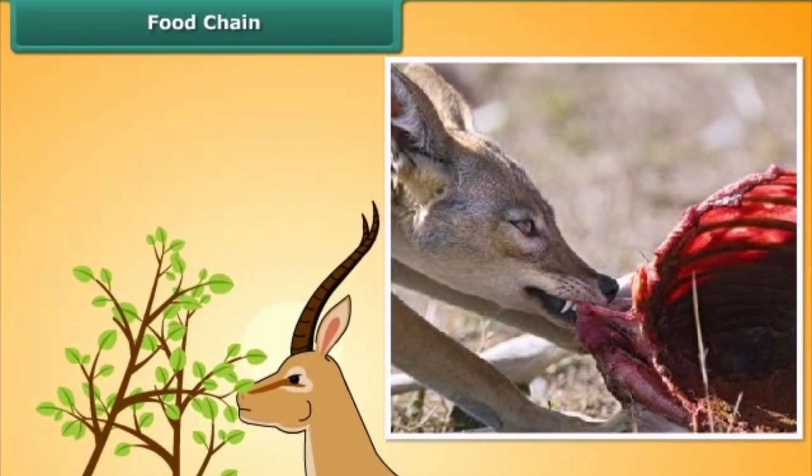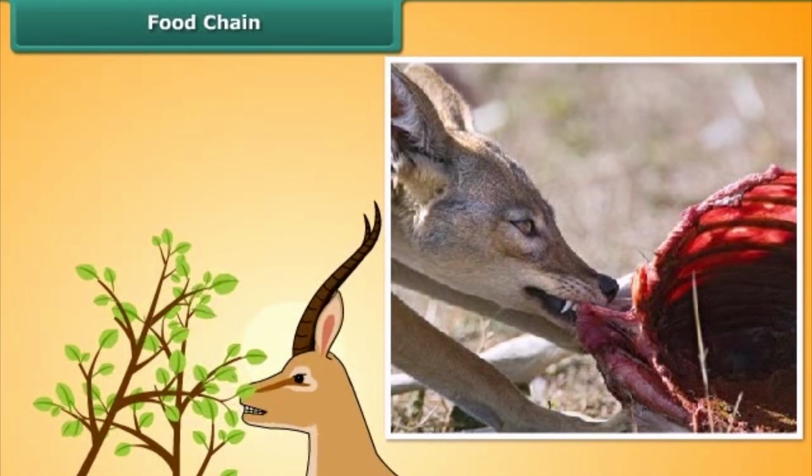Animals can be plant-eating herbivores or flesh-eating carnivores. Animals can also be omnivores, consuming both plants and other animals. The scavengers feed on dead animals. Let us take a simple example of a food chain.